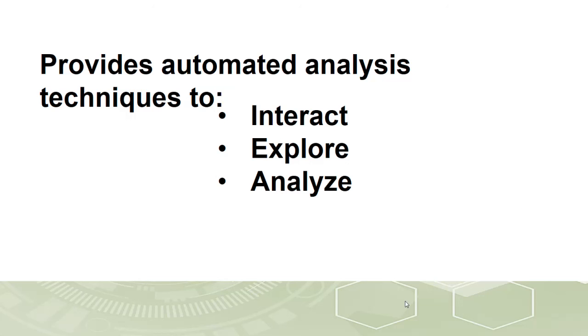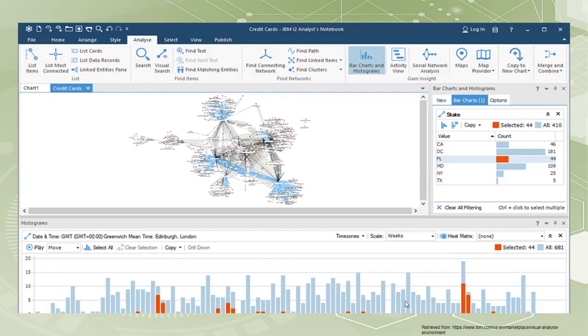In summary, network security tools provide automated analysis, again, techniques to be able to interact, explore, and analyze those data sets. And here's yet another tool where you can see network mapping and activity, again being able to show things like histograms and dashboards to be able to identify those particular incidents themselves.